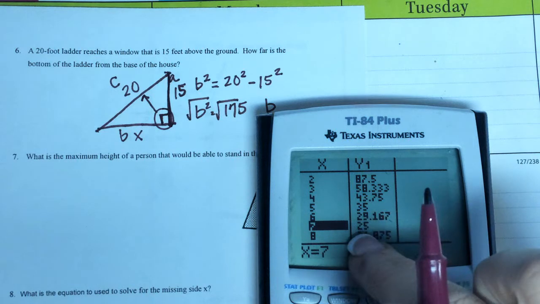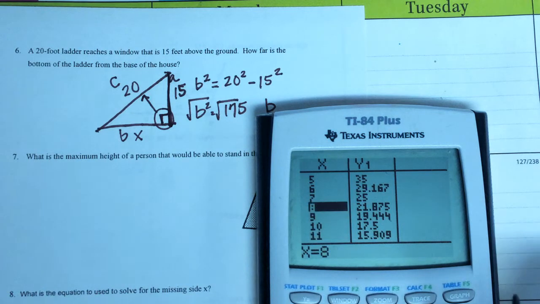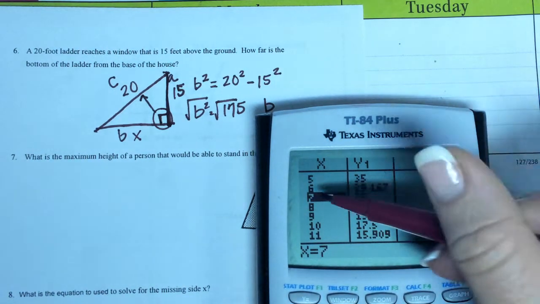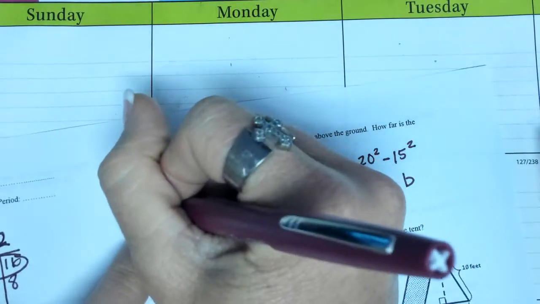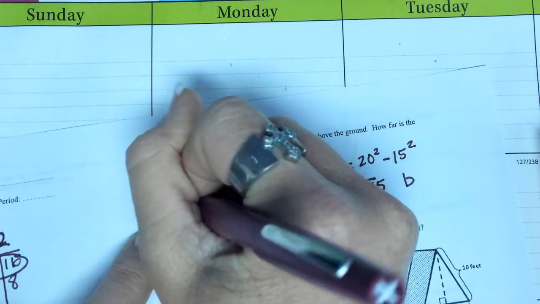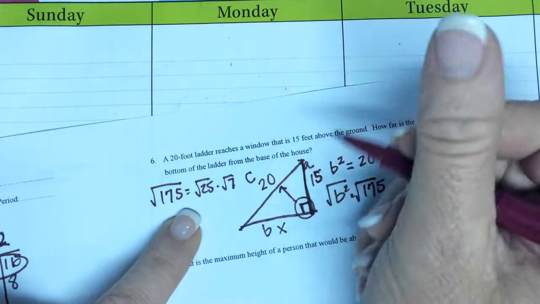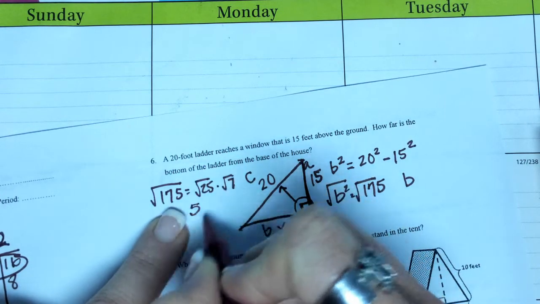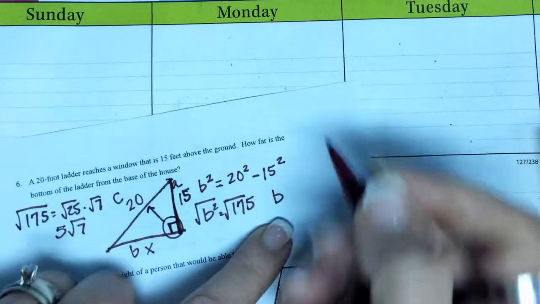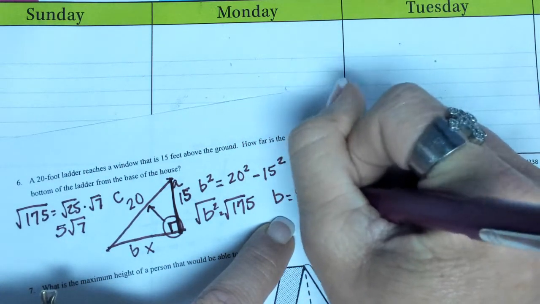And right here I have 25 and 7, and I'm thinking that's going to be my largest one because my numbers are getting smaller, and 7 is a prime number. So that means I can take the square root of 175 and rewrite it as the square root of 25 times the square root of 7. So now I'm going to simplify the square root of 25 into 5, and then I have to leave the square root of 7. So therefore my B value, or my missing side, is 5 square roots of 7.